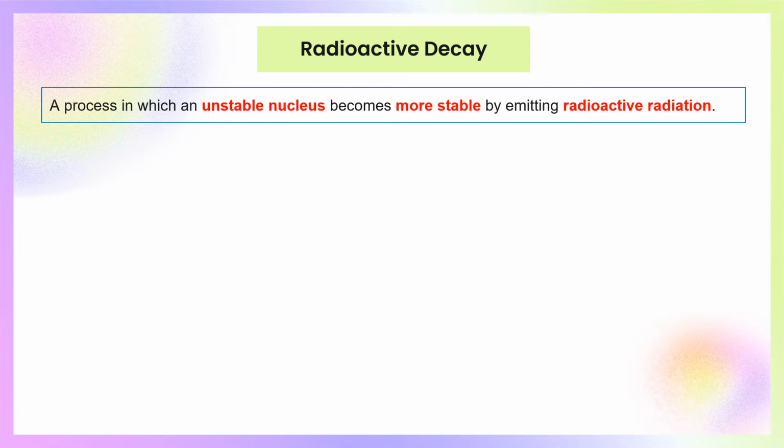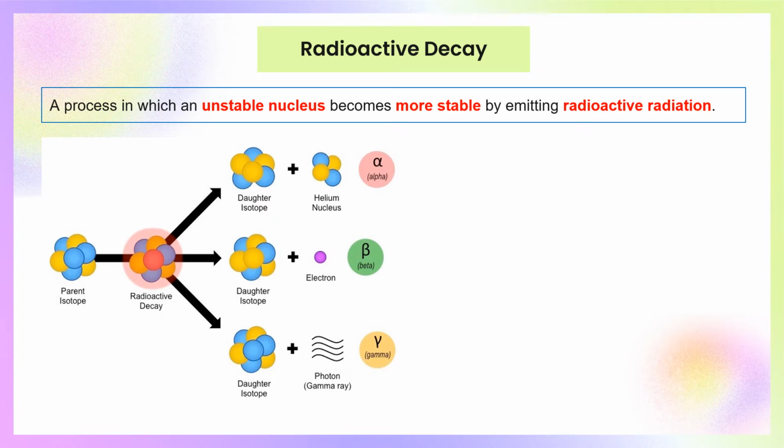So, let's see the example here. This is one of the processes of radioactive decay. This is the parent isotope and it is an unstable nucleus. Now, the parent will undergo radioactive decay and produce the daughter isotope, which is a more stable nucleus, and it also will produce either alpha, beta, or gamma. These are the three types of radiation produced.